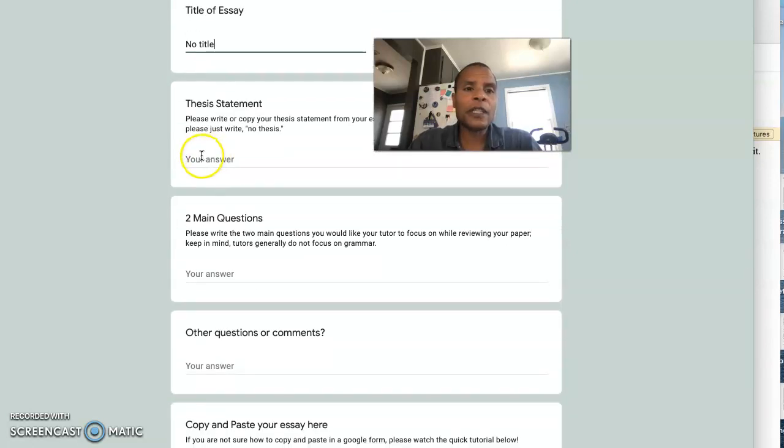The next question is about your thesis statement. A thesis statement is an argument that you are making in your paper. Some instructors require a thesis statement and some don't. If your paper has a thesis statement, please put it here. This is really helpful to a tutor because then the tutor can see if your essay is making the kinds of arguments that are appropriate to the essay assignment. If there is no thesis statement required for the paper, you could write something like no thesis statement.